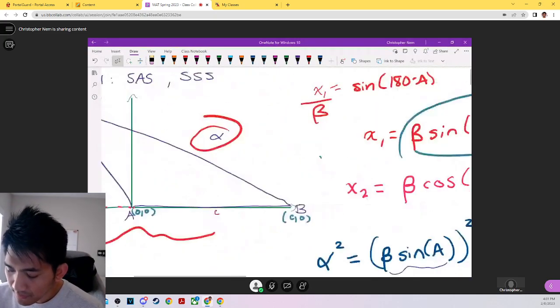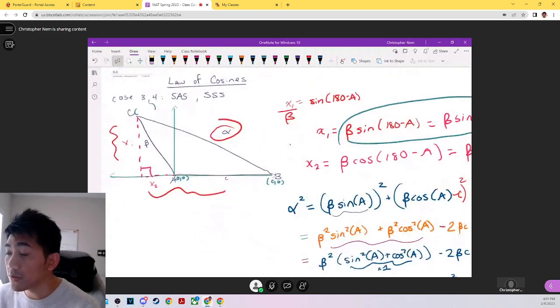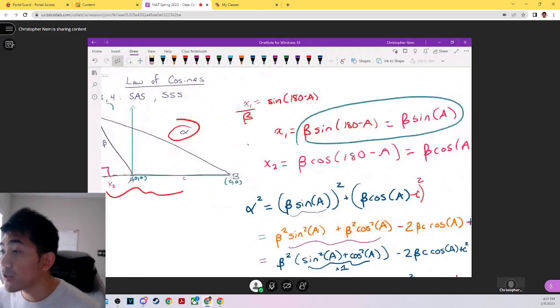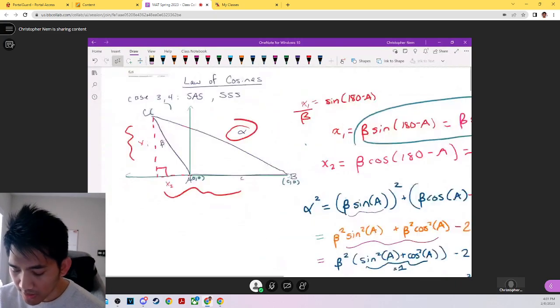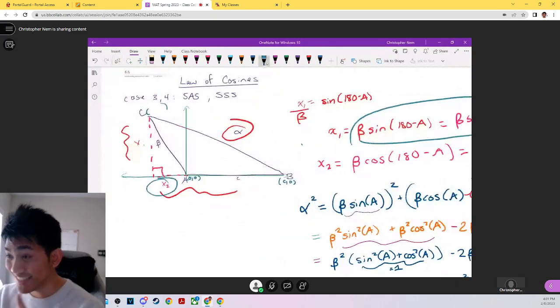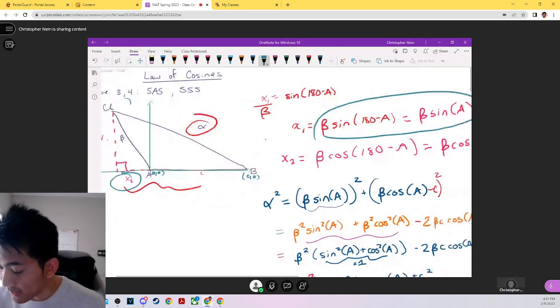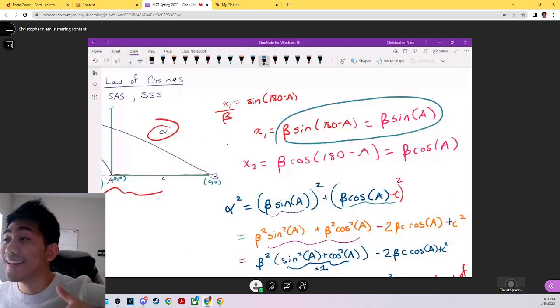So now, going below, to solve for alpha, we're going to have the side squared equal to that hypotenuse squared. So alpha squared is going to be equal to beta sine of A squared plus beta cosine of A minus c, squared. Where did that minus c come from? Well, x1 is negative. So to get the value of the entire side, I have to subtract c, and then I have to get the positive value. So x2 minus c. But I don't have to get the positive value, because if I square it, it'll automatically become positive.